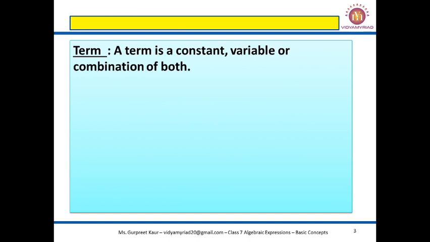Next word which you need to know is term. Now what is a term? It is a constant, variable or a combination of both. For example, 7, 5xy, minus 20, 2x divided by 2. So it is defining only one term. These are only one term over here.